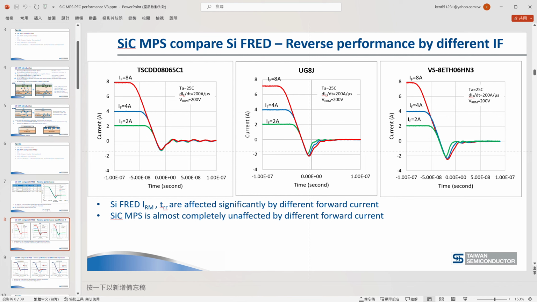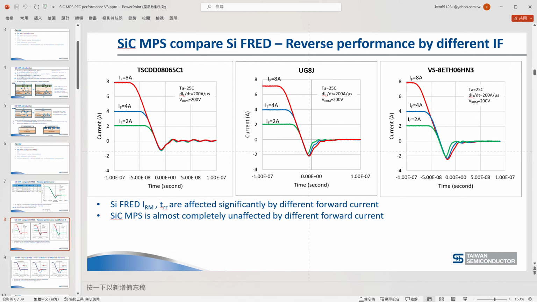When we apply forward current, as with this green line, we get its reverse recovery. When we increase the forward current to 4 ampere, it's the blue line, and 8 ampere is the red line. So when we increase the forward current, the IRM and TRR increase significantly. Even the B-brand FRED has this same phenomenon.